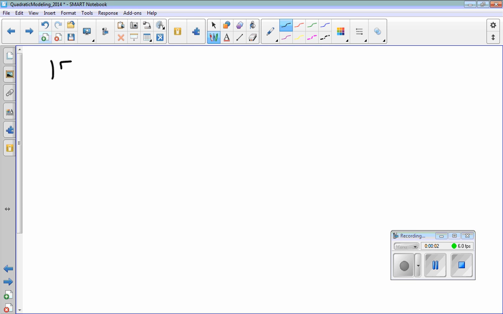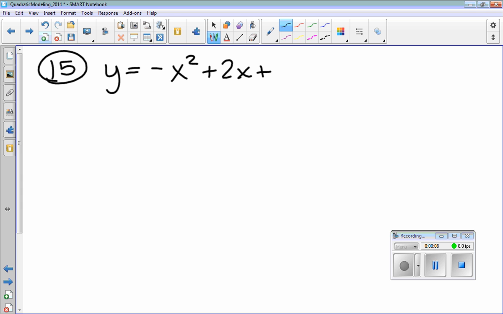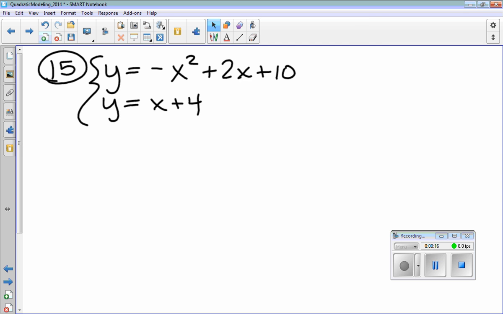2:15 from the homework. Go ahead and read it to me. Y equals negative x squared plus 2x plus 10, and the other y equals x plus 4. I'm going to go ahead and solve this using the calculator first. I know the homework said substitution, but I like us to use the calculator to check our answers, okay? So I don't mind solving it both ways.